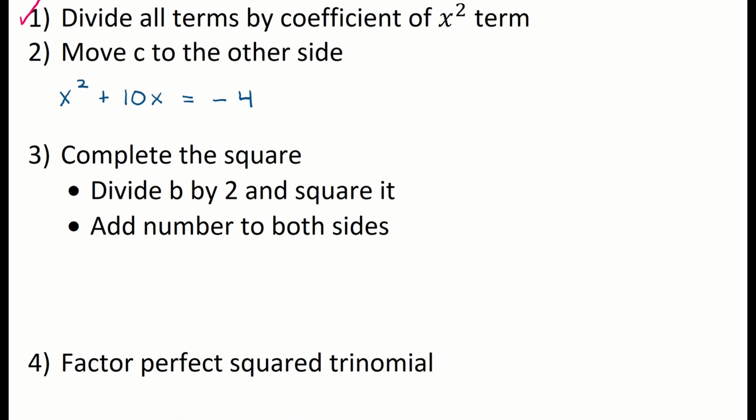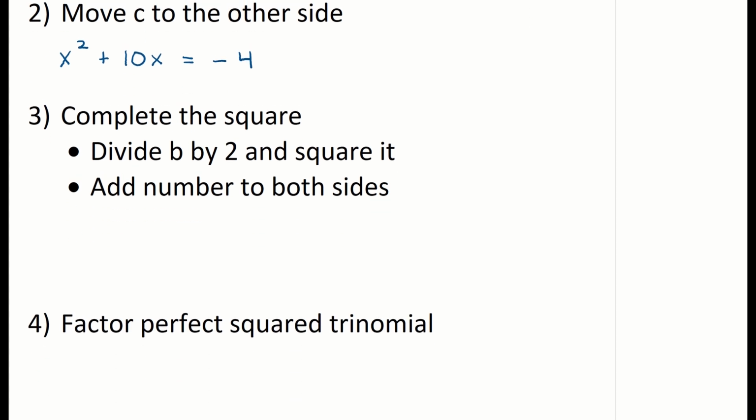Then we can move on to our third step, and our third step is to complete the square. And as a reminder, to complete the square, we're taking our b, which is 10, we're dividing that 10 by 2 to give us 5, and then we take the 5 and square it to give us 25. And I'm just going to put a box around the 5 because that number is going to come back into play later, but right now what matters is the 25. And I'm going to take that 25 and I'm going to add it to both sides of the equation.